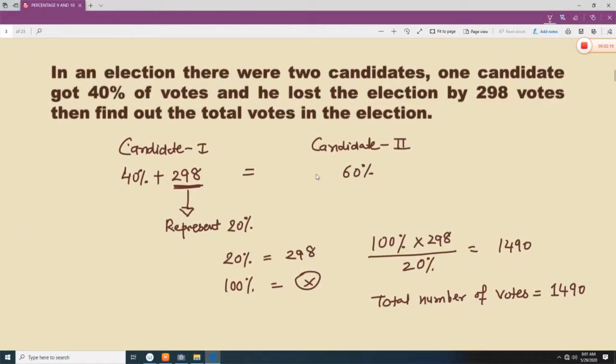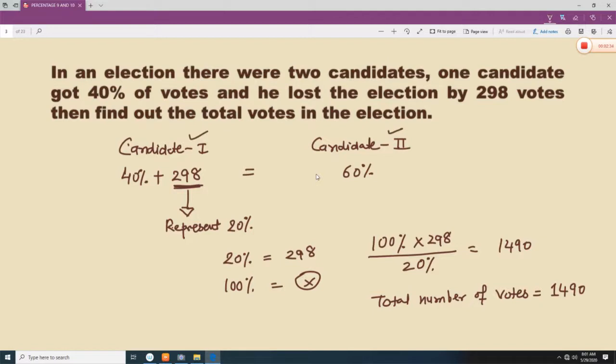In an election, there were two candidates. One candidate got 40% of the votes and he lost the election by 298 votes. We'll find out the total votes in the election. So candidate 1 and candidate 2. Now what did candidate 1 get? Candidate 1 got 40%, and the other got that plus 298, right?